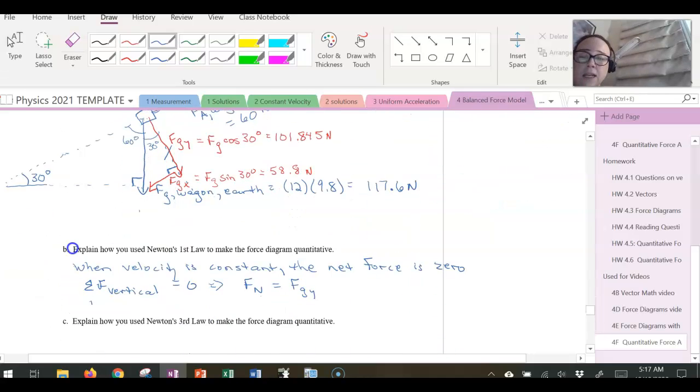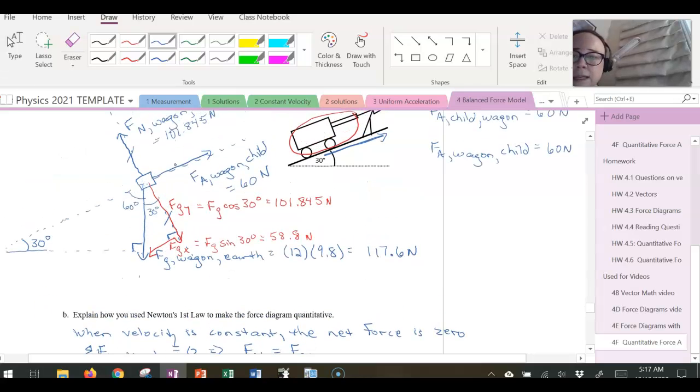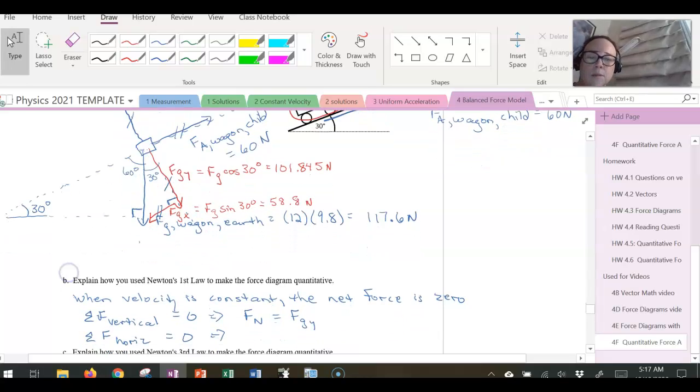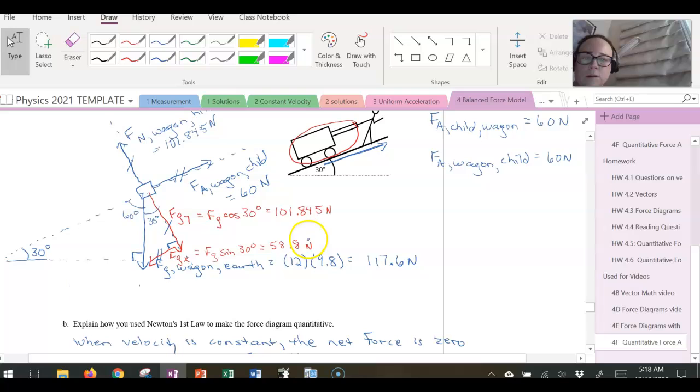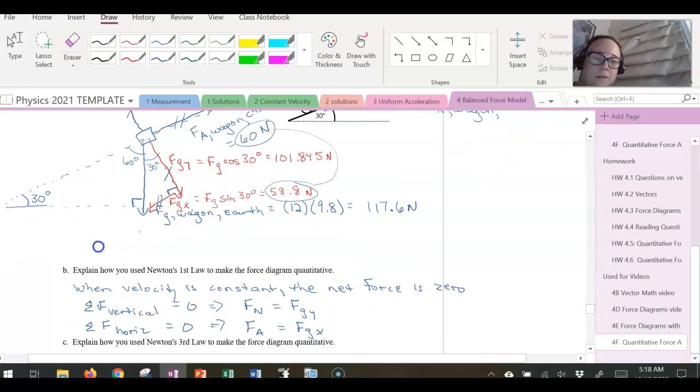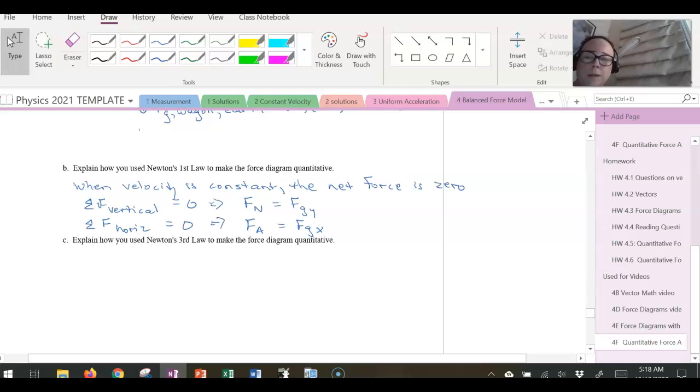And I can also say that the sum of the forces in the horizontal direction equals 0. And so that must mean that the applied force equals the x component of gravity. And I know that they're slightly off here. I'm just noticing this one rounds to 60. There must be a problem in the way I have specified the problem, but those would be equal.